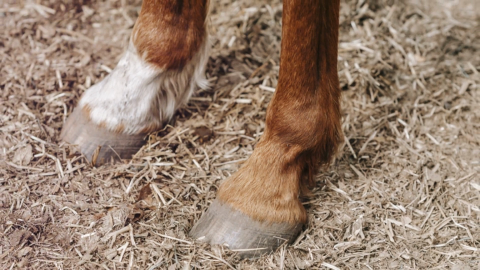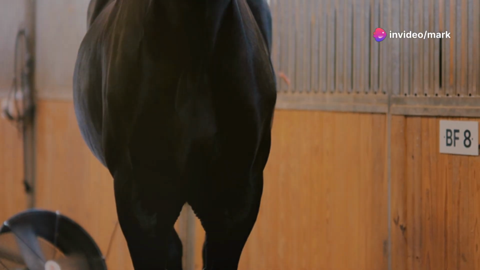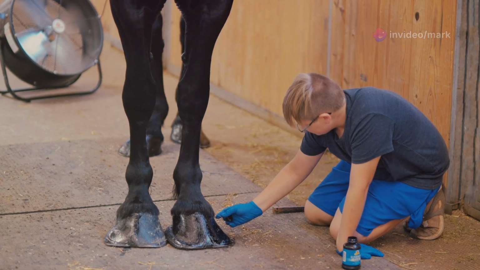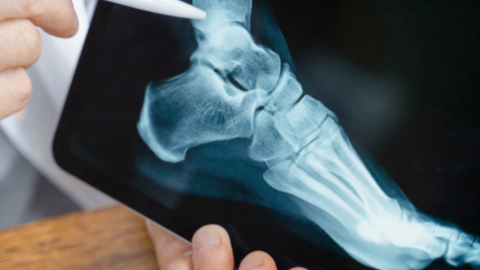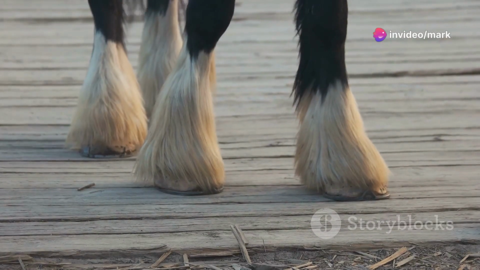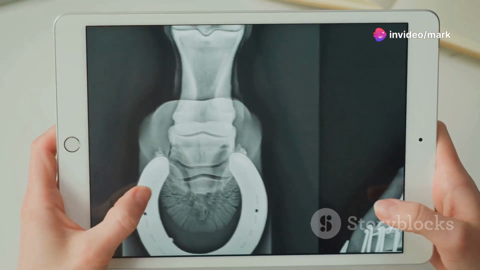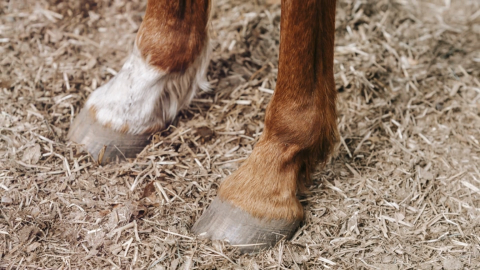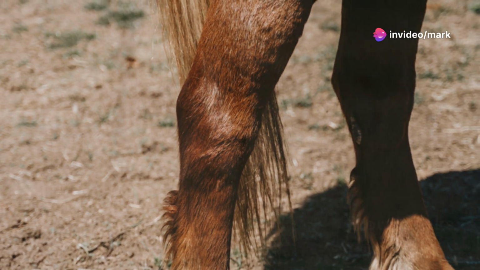One of the most common conformational defects associated with navicular syndrome is an upright hoof. An upright hoof has a steeper angle than ideal, resulting in increased stress on the back of the foot, particularly the navicular bone and deep digital flexor tendon. Long toes and low heels, often seen with an upright hoof, further exacerbate the problem. Conversely, a horse with a long toe, low heel conformation will also be predisposed to navicular syndrome.